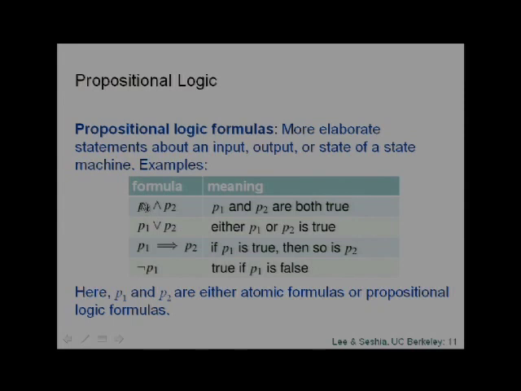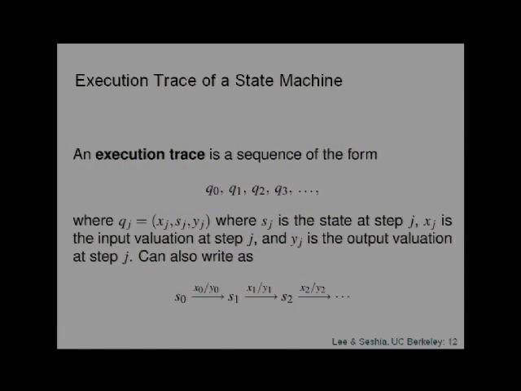Let's review one more concept, which is the notion of an execution trace. An execution trace of the system is a sequence Q0, Q1, Q2, Q3, etc., where each Qj is a triple of input, state, and output. Think of a finite state machine that is running. It gets inputs, it has a certain state, and it produces outputs. Let's say you're just observing what's happening in the state machine. It gets input x0, it's in state s0 to start with, and then it produces output y0. That's the first observation you make.